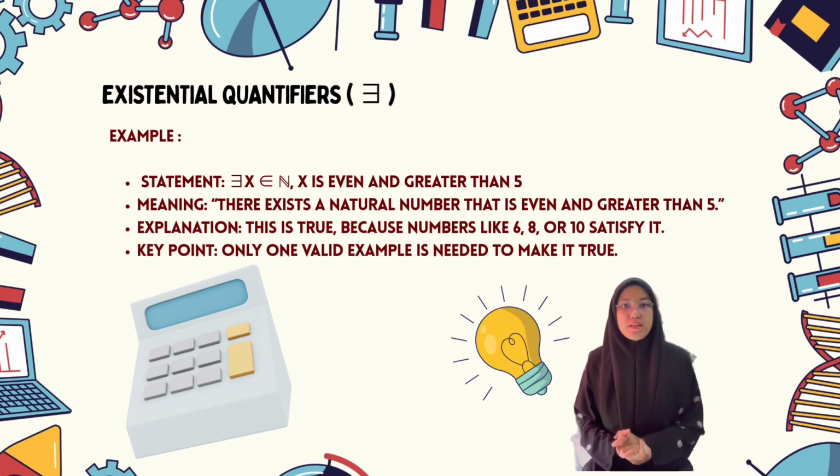I will explain existential quantifiers. An existential quantifier means "there exists" or "there is at least one." For example, there exists a natural number that is even and greater than 5. This statement is true because numbers like 6, 8, or 10 satisfy the condition. Key point: only one valid example is needed to make the statement true.